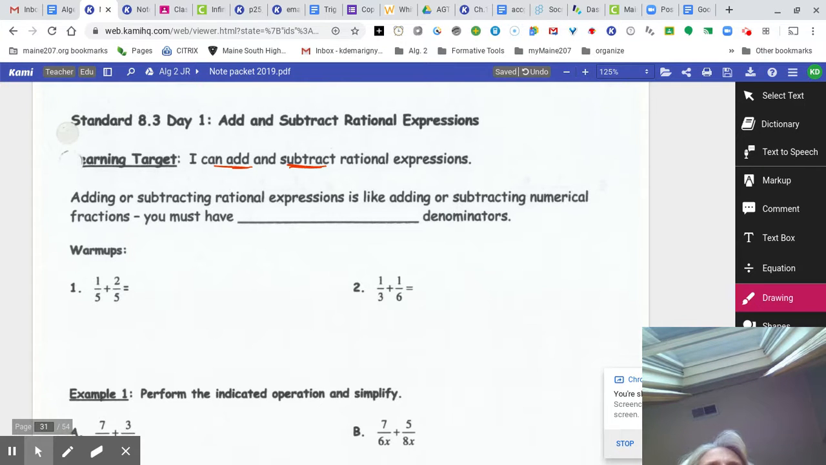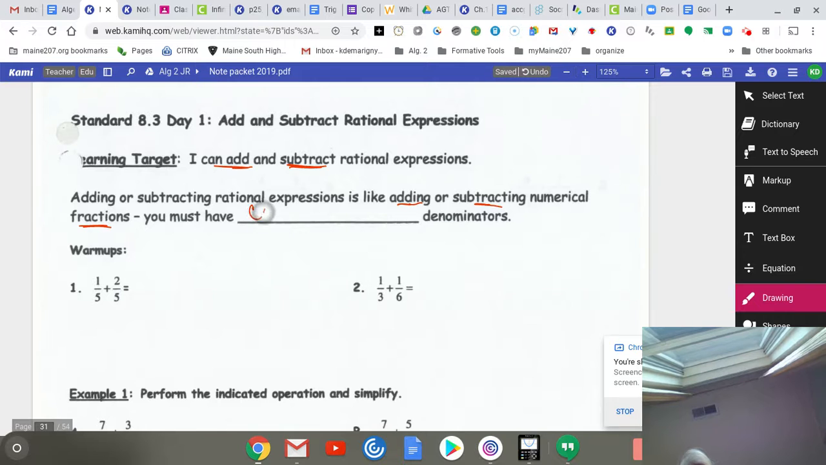So when you're adding or subtracting rational expressions, it's like adding or subtracting numerical fractions. So when you do that, you must have a common denominator. For example, if I wanted to add 1/5 plus 2/5, if I didn't have the common denominator, I would have to create one. But since I do, I just bring over the common denominator and then I do what it says at the top. So 1 plus 2 is 3. So 1/5 plus 2/5 is 3/5.